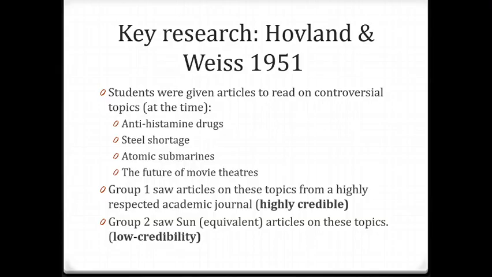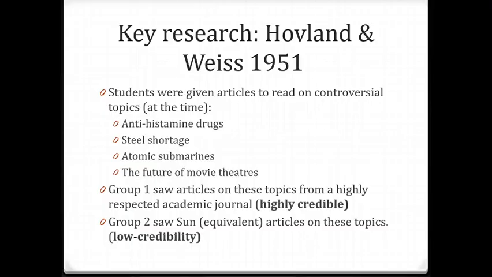And then what we have next, this is our key study within this topic, and it's again Carl Hovland basically carrying out research to support his theory, but this is what he found. So they gave articles to students where they were reading about things at the time, this is ages ago, obviously 1951, these were really controversial topics. So if it was carried out today, it would probably be stuff like Brexit and coronavirus, but at the time that was antihistamine drugs, steel shortage, atomic submarines, the future of movie theatres. So they read some articles on these topics.